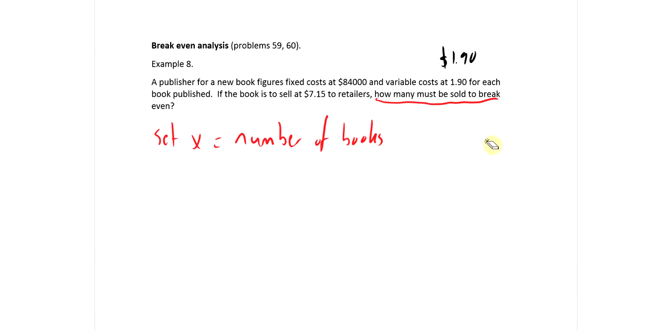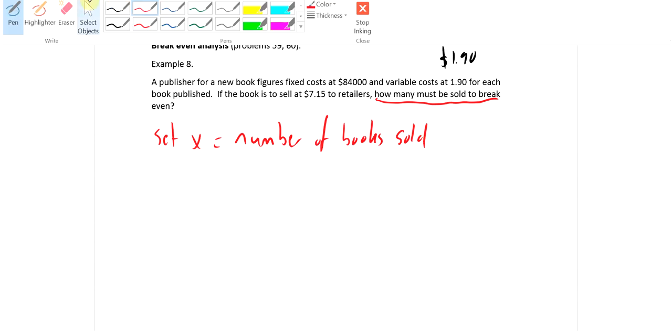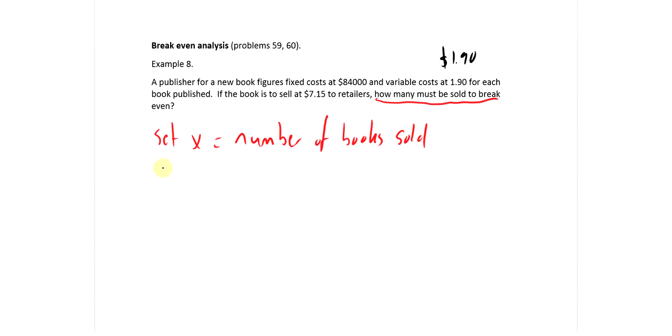I'll just say X is the number of books sold. Okay. Great. Okay, so break even, what does that mean? Well, if you're running a business, revenue, that's the money coming in, equals costs. Right? That's what your break even is. It's when the money coming in equals the money going out. If you've got more revenue coming in, then you're making a profit. If you have more money going out, you're making a loss.